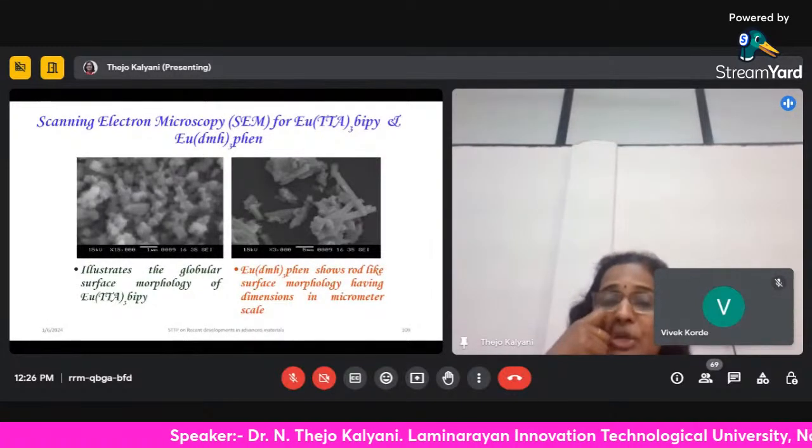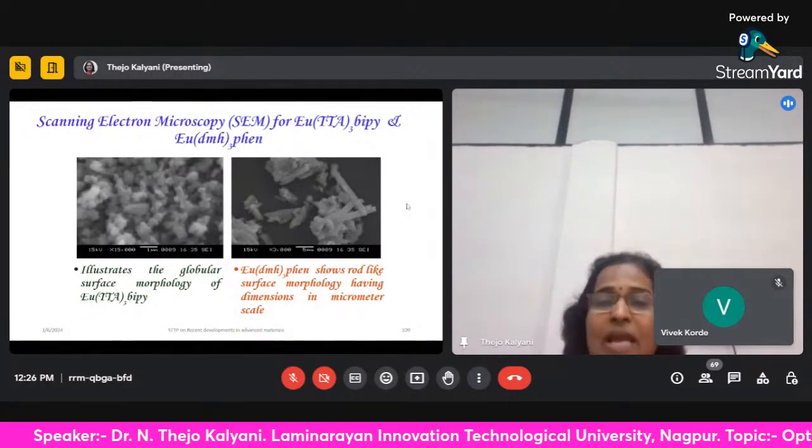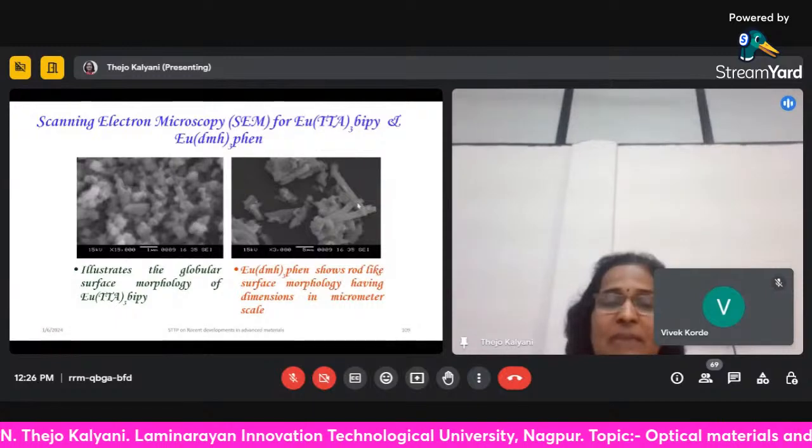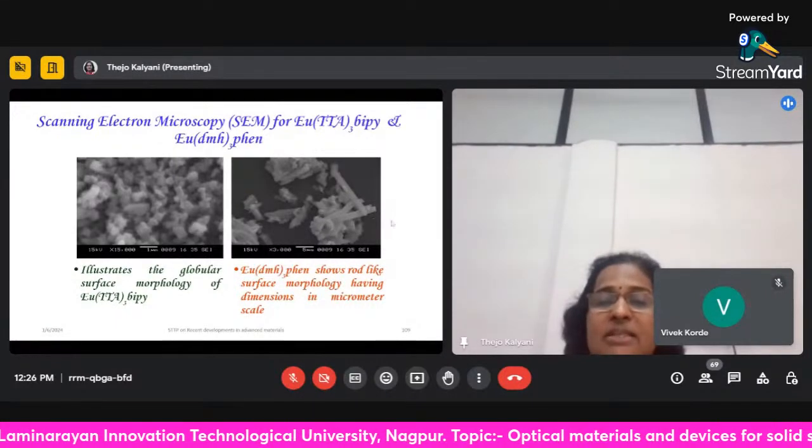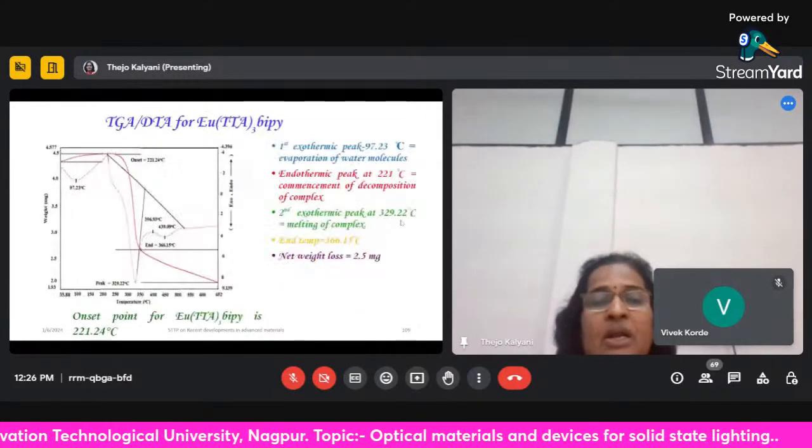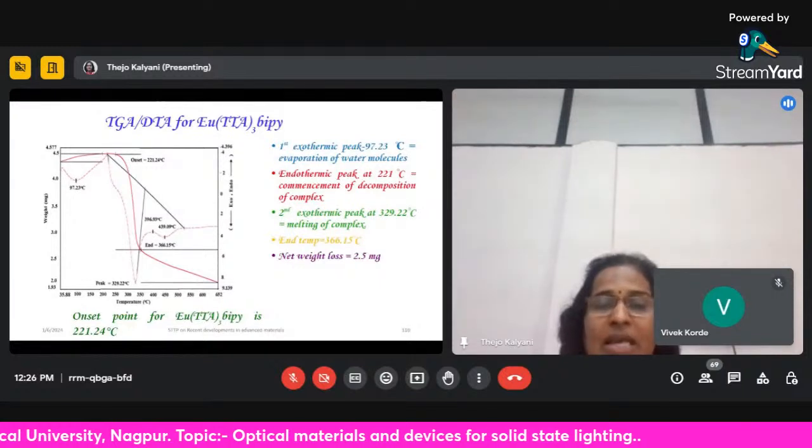Similarly, for the other one also, we have confirmed the structural formation of the complex, and we knew that it doesn't fall under the nano range. Even then, we have carried out the same analysis, and we found that it is in the micrometer range, both of them. And the TGA and DTA have been carried out.